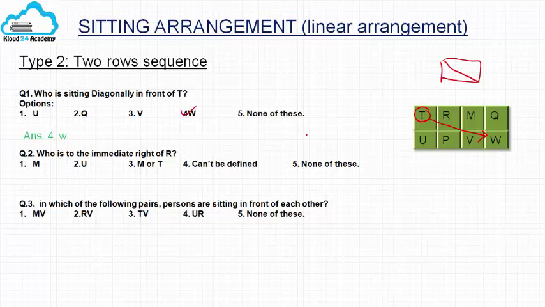Who is to the immediate right of R? Here is R. Now R is facing south. So its right will be this T. So we don't have T in the options. So the answer is none of these. In which of the following pairs are persons sitting in front of each other? MV? Yes, MV are sitting in front of each other. So MV is our answer. Very simple questions.